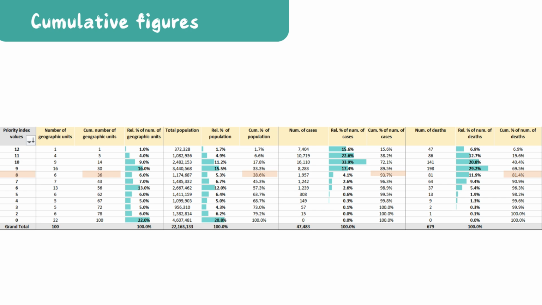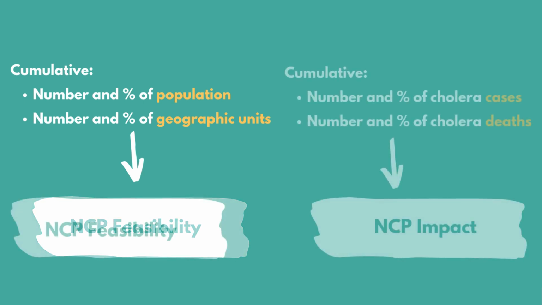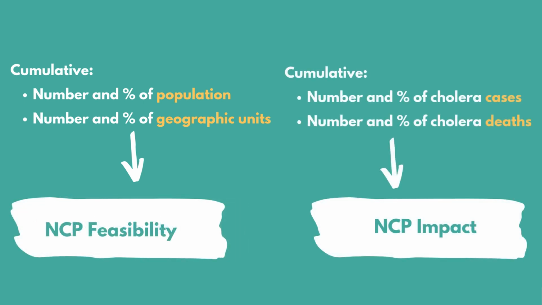81% of the cholera deaths reported over the analysis period would have occurred in PAMIs. Cumulative figures on the population living in PAMIs and on the number of geographic units that would be PAMIs, depending on the selected priority index threshold, are proxies for the feasibility of the future NCP. Cumulative figures on the cholera cases and deaths that occurred in PAMIs are proxies for the potential impact of the future NCP.